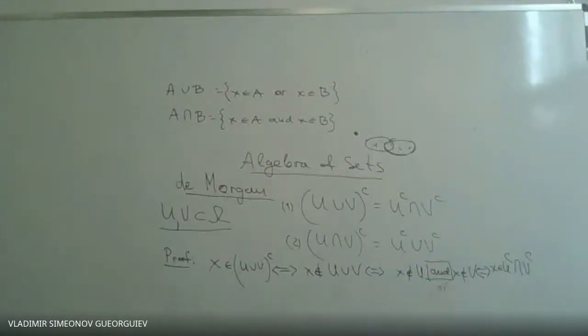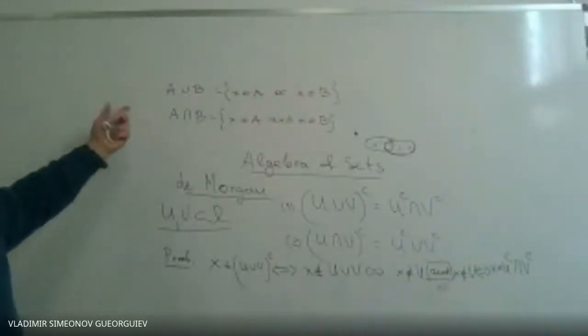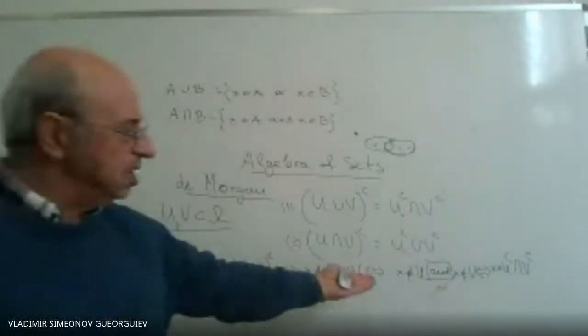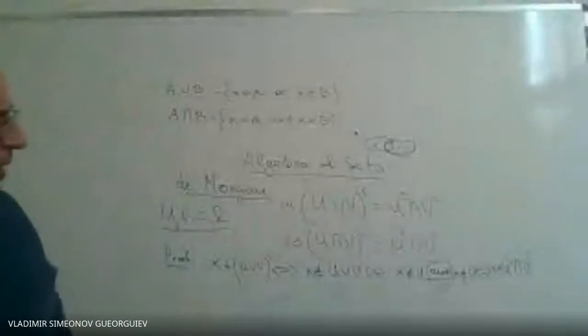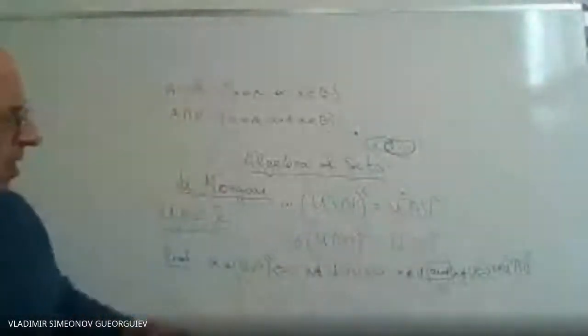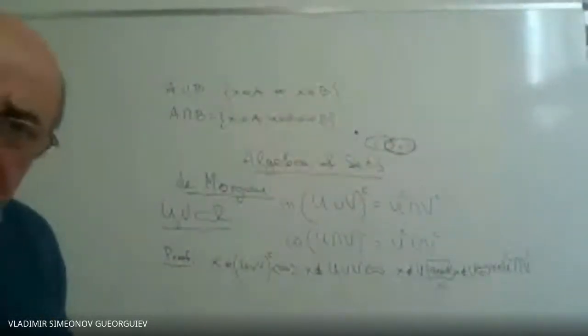We have to know only the definition of union, intersection, and of course complementary set, and then you have this line that shows that these two sets are the same. Absolutely in the same way, if you have intersection, here you will have union, and you can freely use these relations.